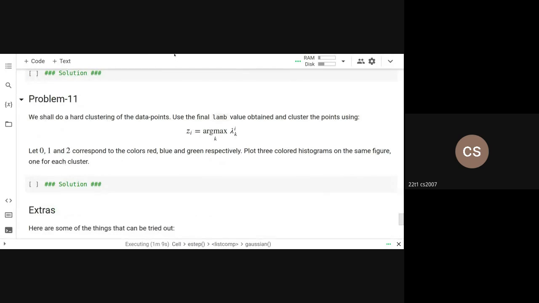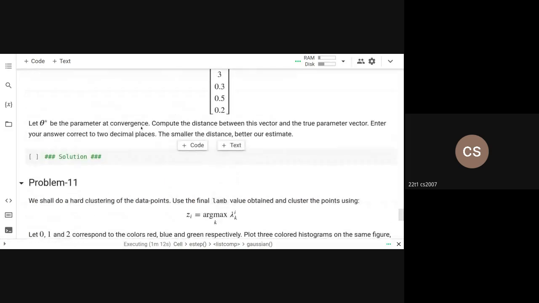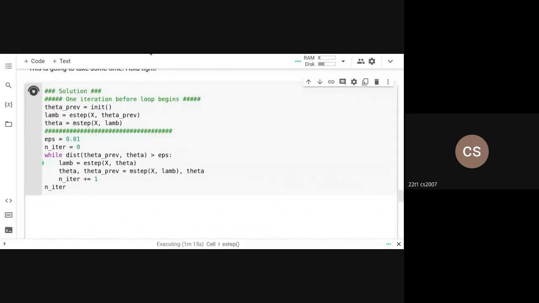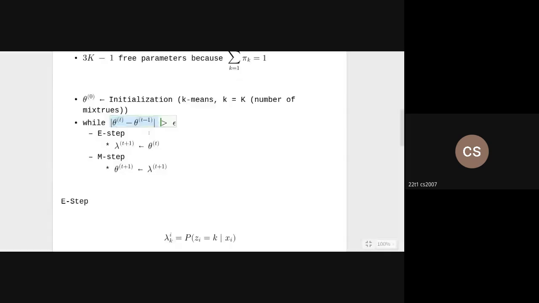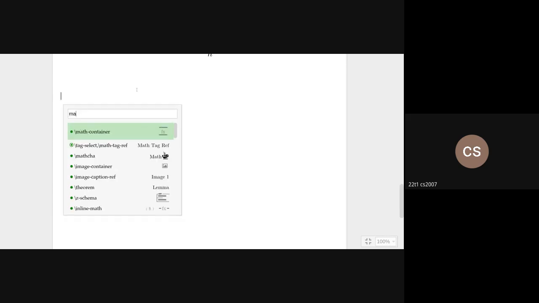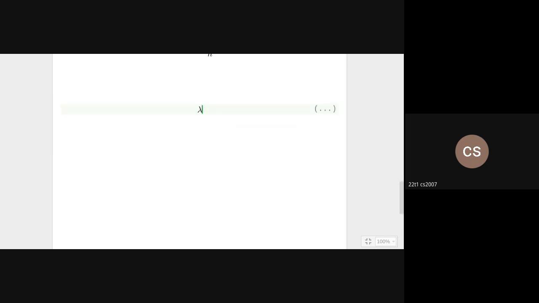Let me take a quick example. I think this is something we did last time, but just to give you an idea of what we are really saying. If you have lambda for, let's say, 5 data points and 2 mixtures, then your lambda will be a 5 cross 2 matrix, so n equal to 5, k equal to 2. You want to do a hard clustering, meaning for each data point you want to find out which cluster it belongs to using the EM algorithm.